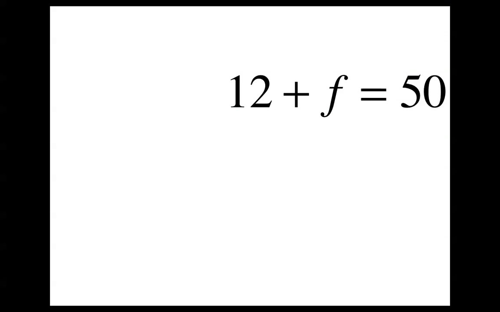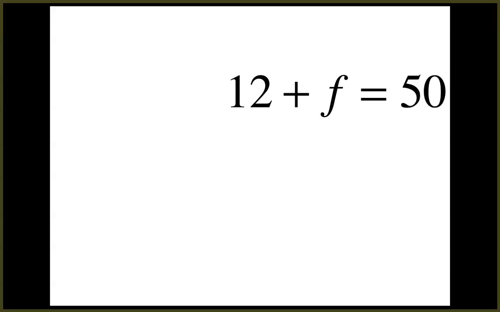Alright. What about when the variable is here? I'm not going to do the opposite of plus f, which is minus f, because the whole problem is I'm trying to figure out what f equals. I actually want to get rid of this 12, right? The 12 is what I want to get rid of. So how do I get rid of a 12?